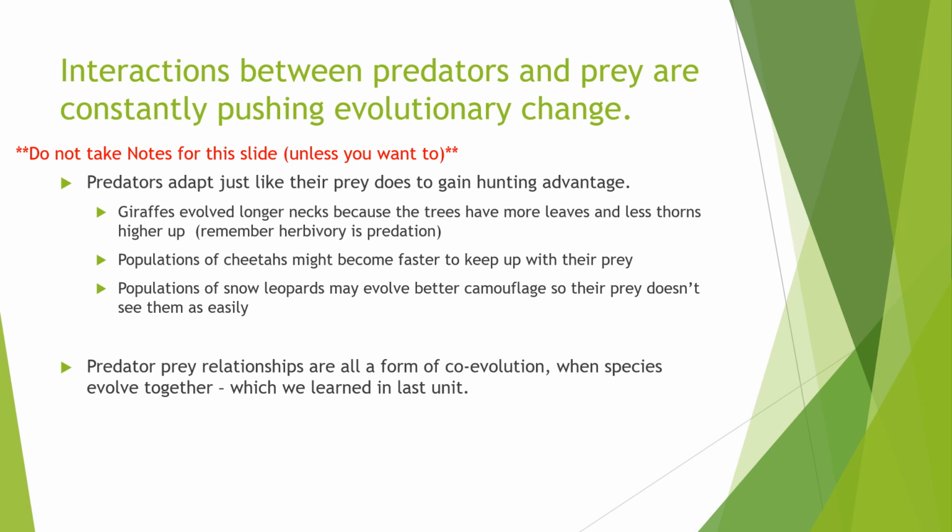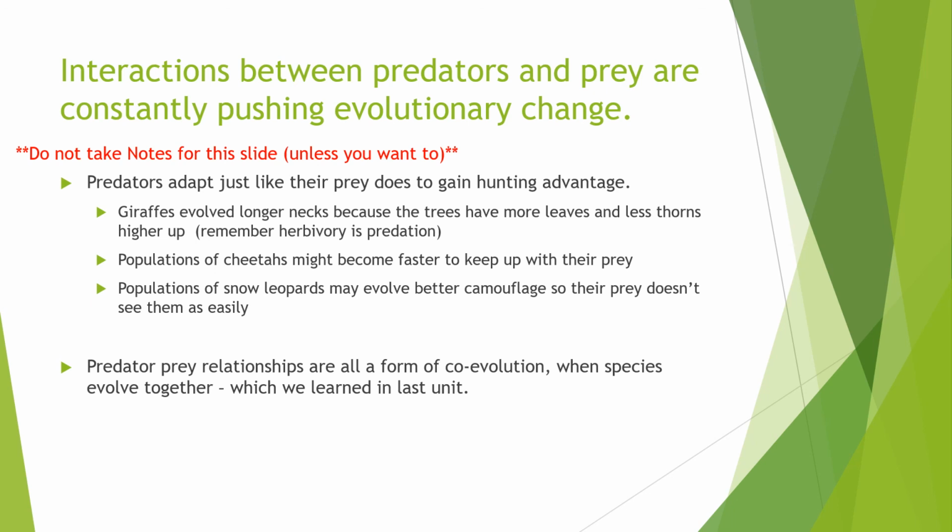So interactions between predators and prey are always constantly pushing evolutionary change. We talked about this in our last unit with coevolution, where predator-prey relationships are a form of coevolution, and predators adapt just like their prey does to try to gain a hunting advantage until the prey evolves something that gives them the advantage. So an example of this could be giraffes.